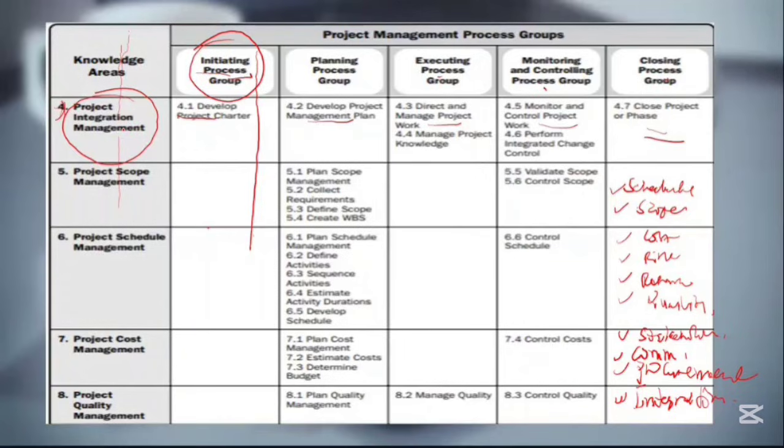There could be a senior executive in the organization. They can write the charter. The sponsor is above the project manager. He can write the charter. So we call these people project initiators. They will write the charter and hand it to the project manager.